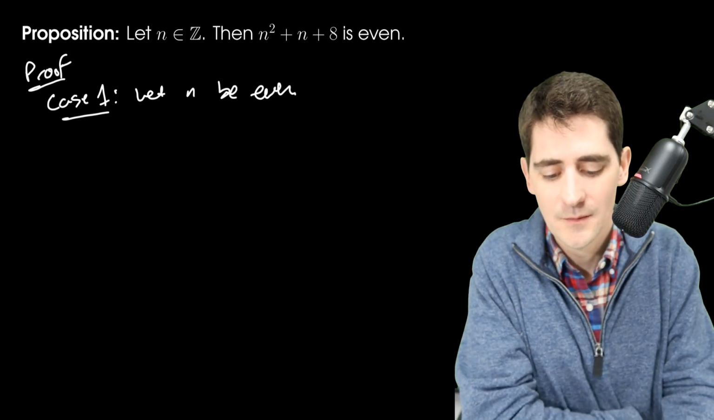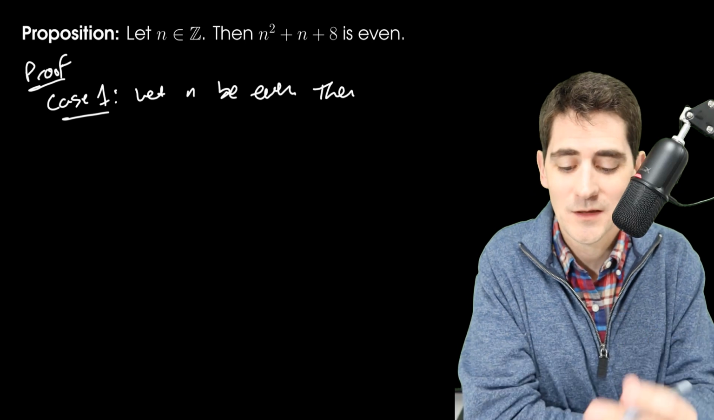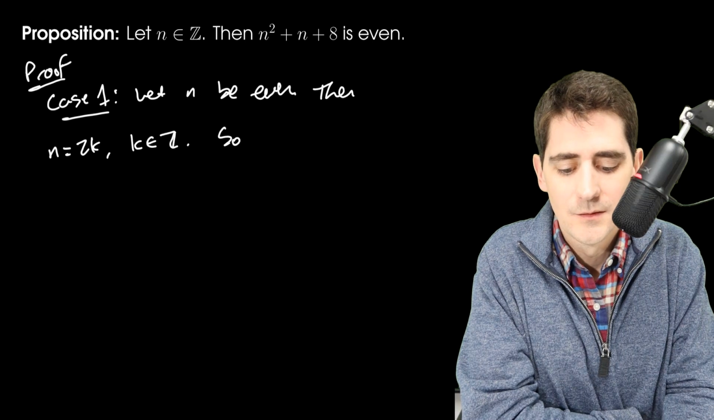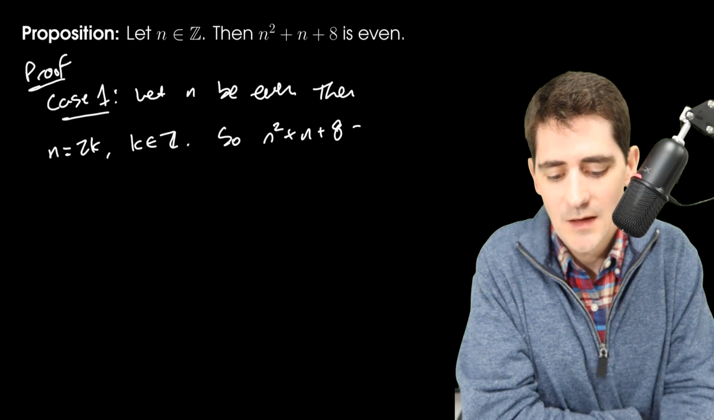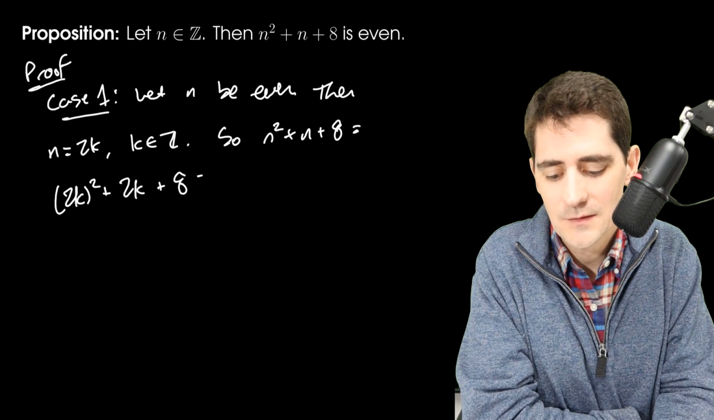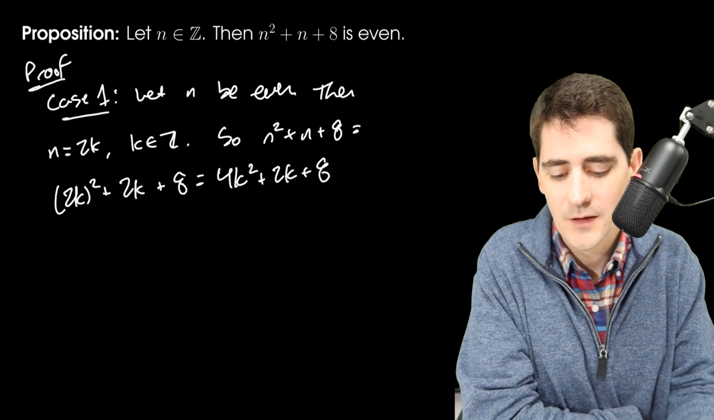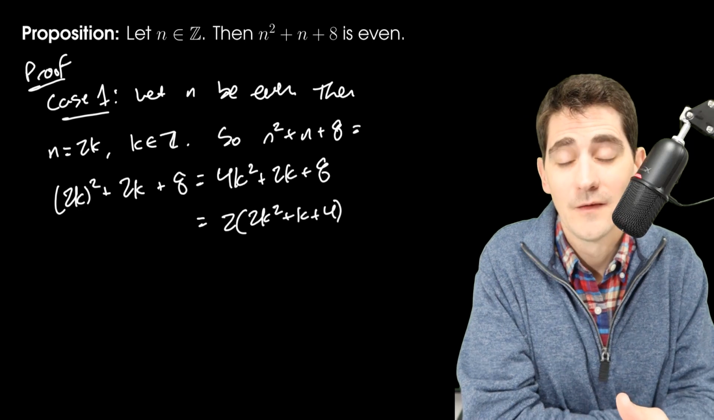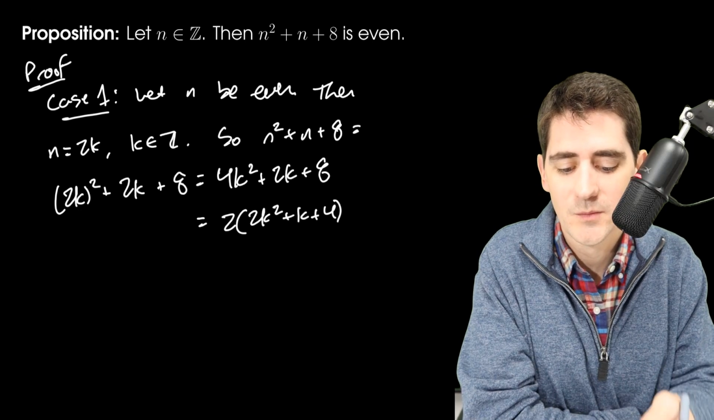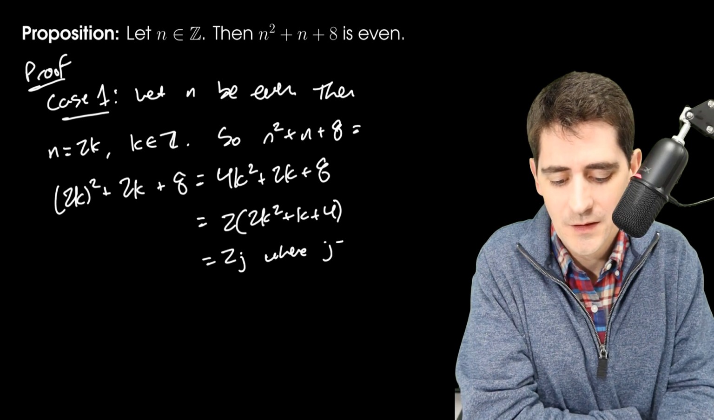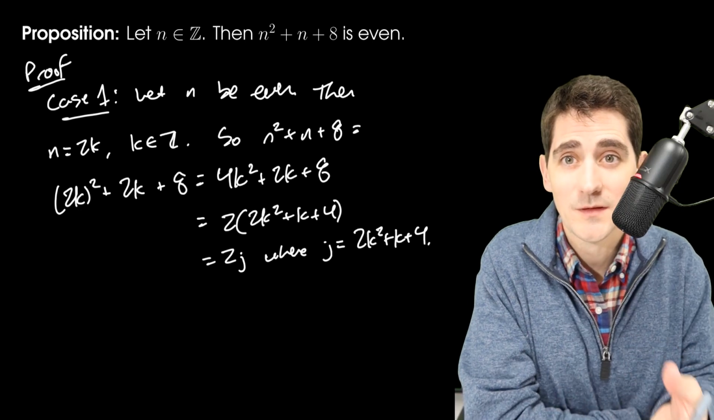Okay, so we're going to let n be even. Then at this point, it's pretty much just like the previous examples. n is 2k, where k is an integer. So n squared plus n plus 8 is the same thing as (2k) squared plus 2k plus 8. Square the 2k, get 4k squared. And then I can factor out a 2 out of everything. And I can see then that n squared plus n plus 8 is 2 times an integer. We'll say 2 times j, where j equals that expression. So if n was even, we definitely know that n squared plus n plus 8 is even.